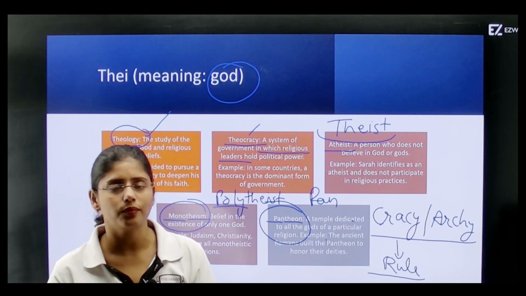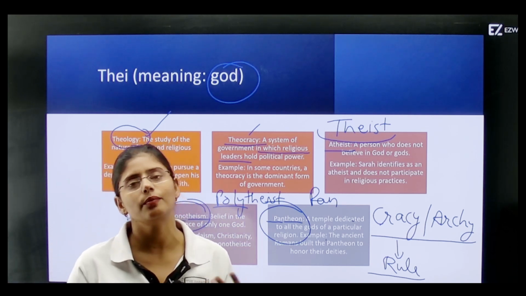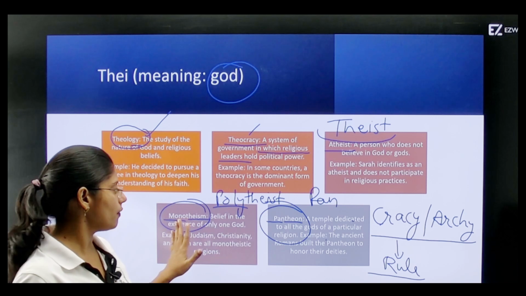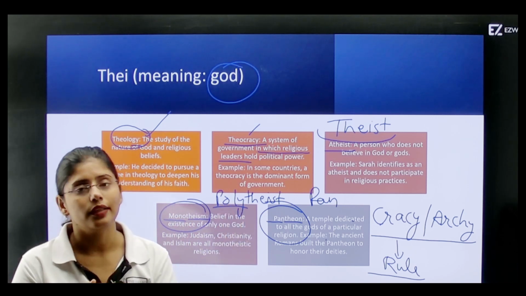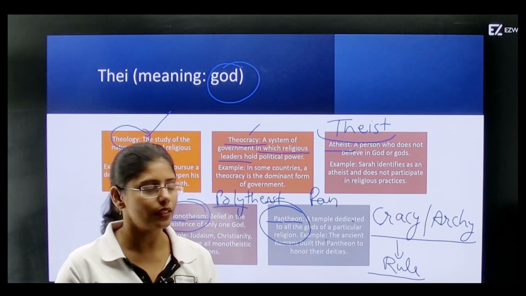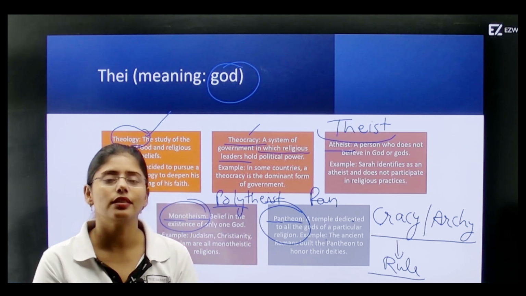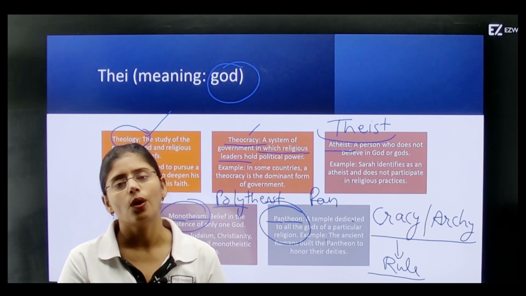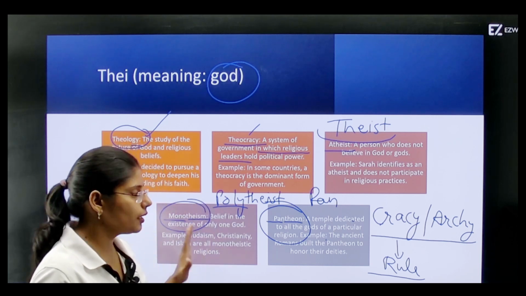Mono means one and poly means many. So one who believes in many gods and one God is respectively a polytheist and a monotheist. And the last word from this slide that we have studied is pantheon. Pantheon is a temple which is dedicated to all gods. So this is about the root word.